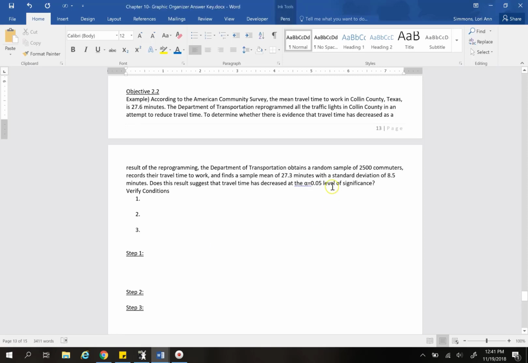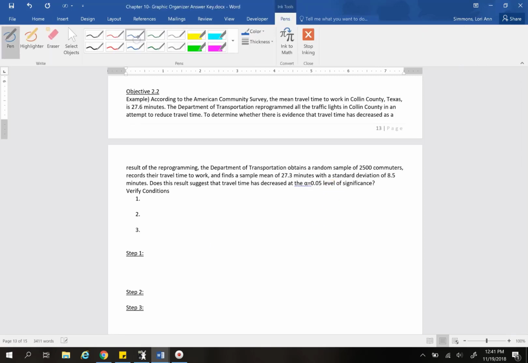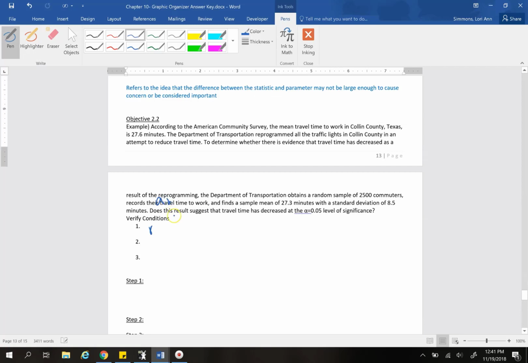Okay, like always, let's verify our conditions. Was it random? Yes, it was. Is it normally distributed? We have 2,500. That is definitely greater than 30. And then is 2,500 less than 5% of our population? Yes, it is.